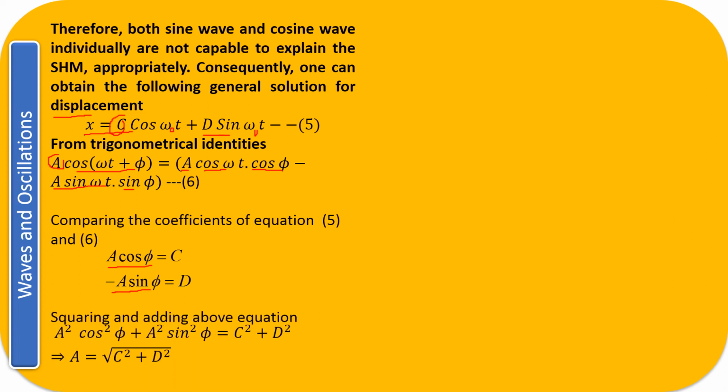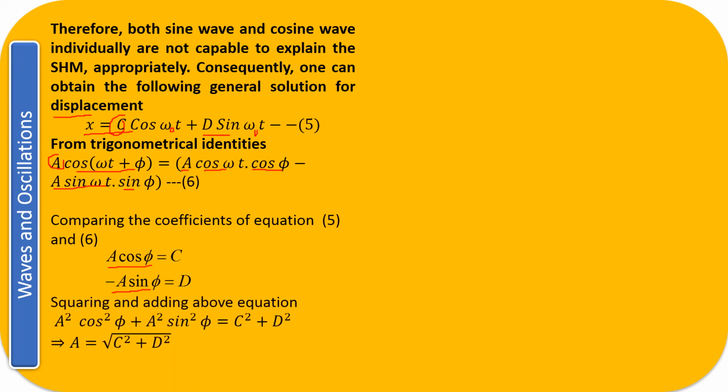Now you square and add these two equations, that is, a cos phi equal to c and minus a sin phi equal to d. You square and add. So you get a square cos square phi plus a square sin square phi. a square you can take common, and cos square phi plus sin square phi is equal to 1. So a square is equal to c square plus d square. Solving this, a equal to under root c square plus d square. So you get a resultant amplitude, which is the root of the sum of c square plus d square. Similarly, what is the phase between them?